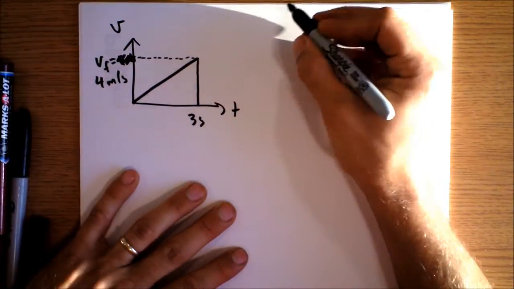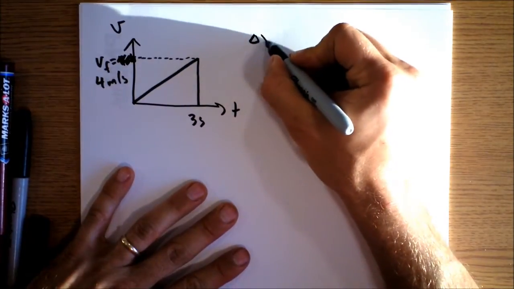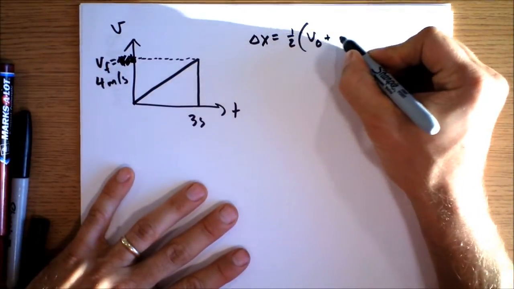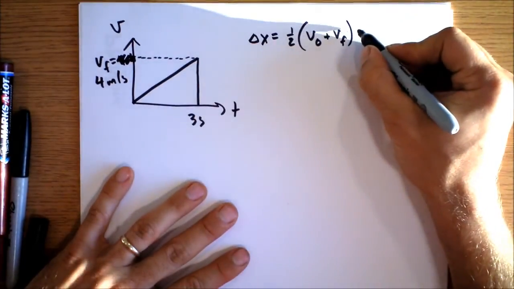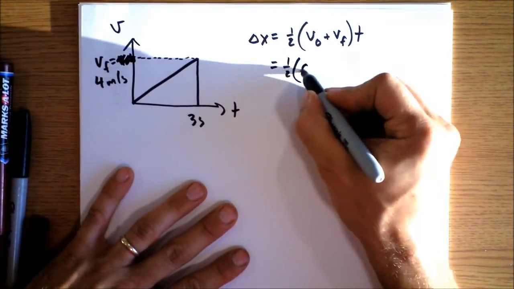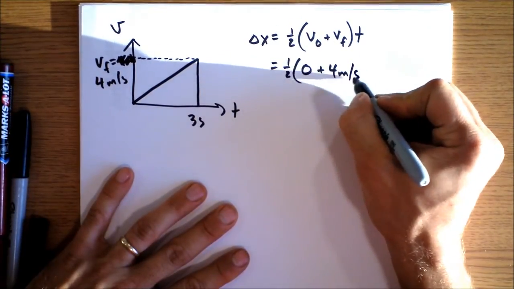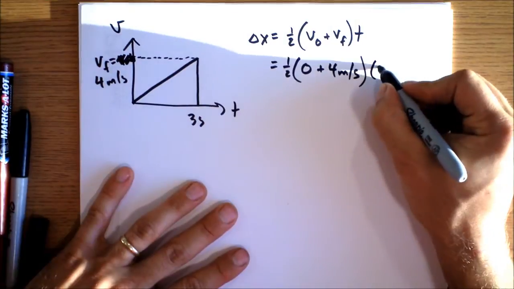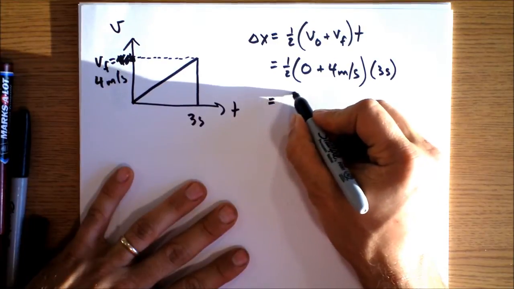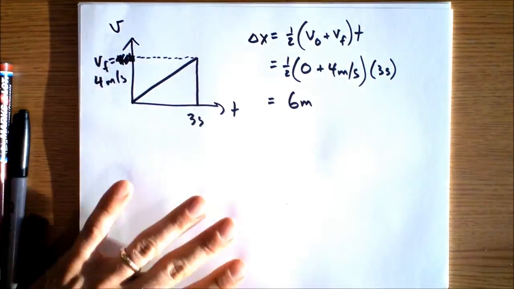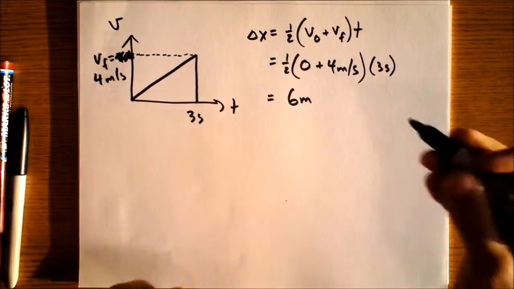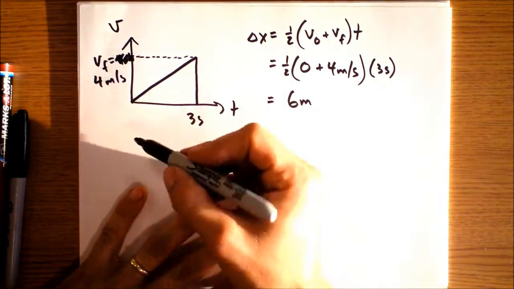So first, I'd like to do it the physics way, and that says that delta x, we can use this equation. We know that it's 1/2 the initial velocity plus the final velocity, and then we'll multiply that by the time. So that says that we've got to do 1/2 times 0 plus 4 meters per second, and we'll multiply that by the time over which this happened, which was 3 seconds. Do all this multiplication together, and we get 6 meters as the total distance. So we got 6 meters as how far this turnip went.